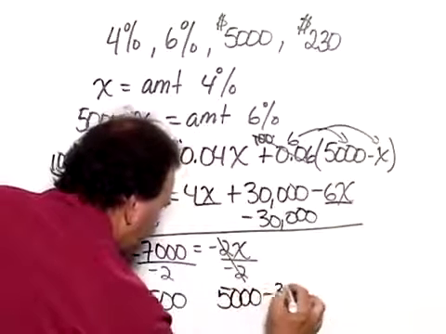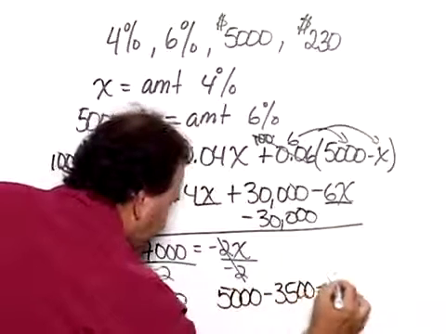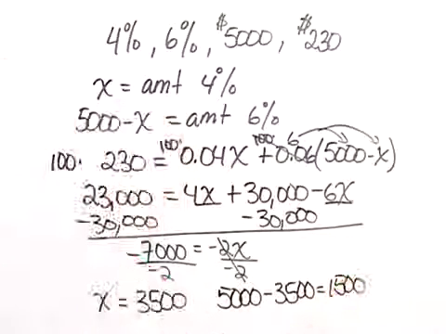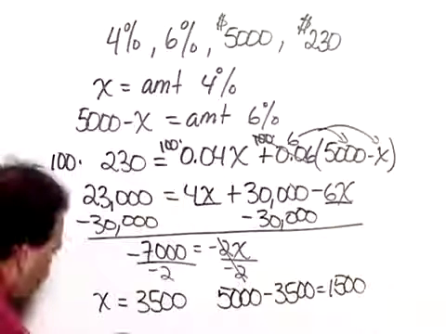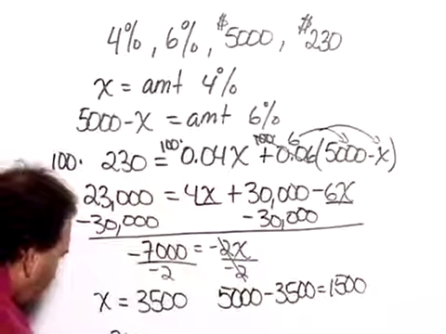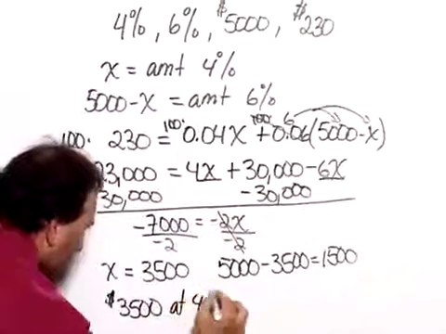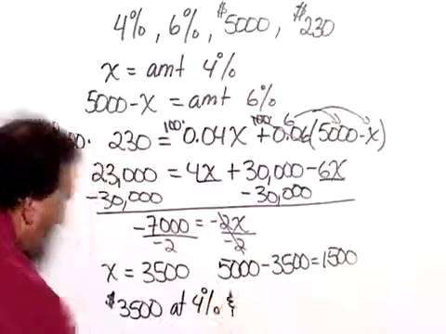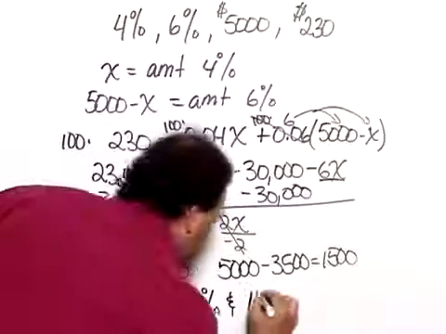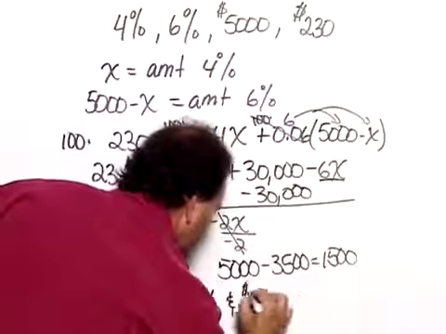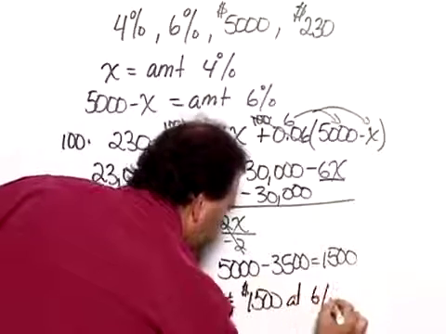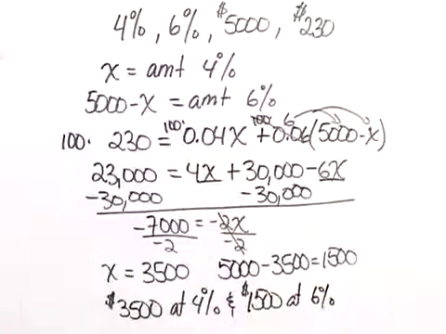would be 5,000 minus 3,500, or 1,500. And what that tells us as our solution is that the loan of $3,500 was at 4%, and the loan of $1,500 was at 6%. And so those are the two loans that the student took out.